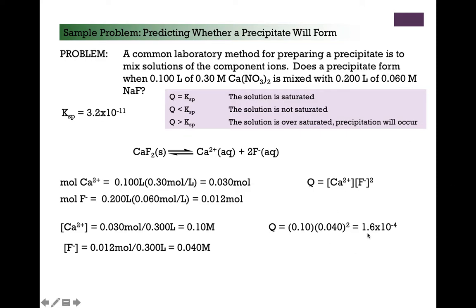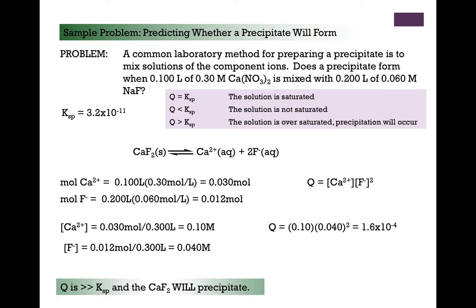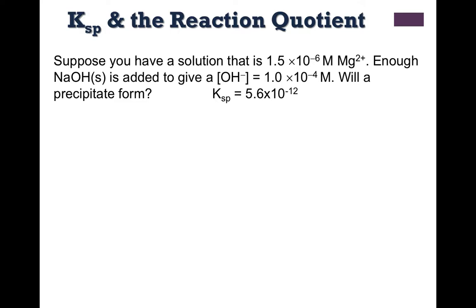The question becomes, how does this Q compare to our KSP? Keep in mind your sign connotation here. Times 10 to the negative fourth is a much larger number than times 10 to the negative 11th, which means we have oversaturated the solution, and we would in fact see a precipitation. Calcium fluoride would start to come out of solution as these two substances start to mix. Cool. Given this example, take a second, pause the video, and try to see if you can figure out this next question.